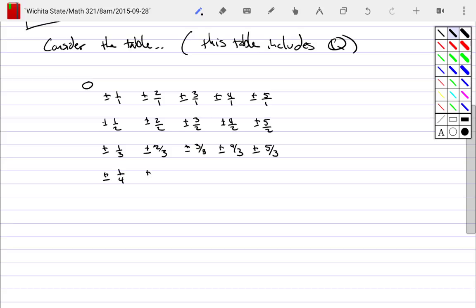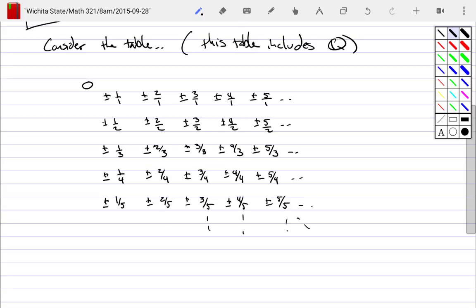Anybody getting bored yet? And finally, last row, plus or minus 1 over 5, plus or minus 2 over 5, plus or minus 3 over 5, plus or minus 4 over 5, 5 over 5. In this pattern, I would continue it. All right, consider this table for a second.